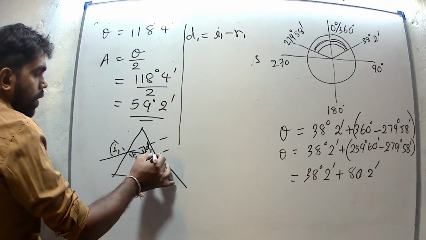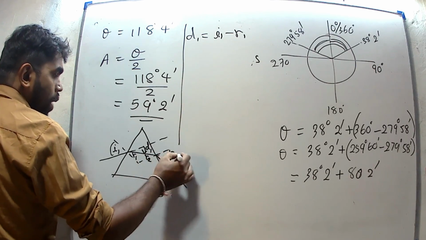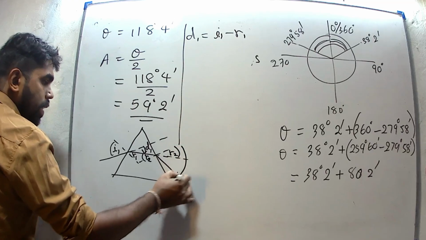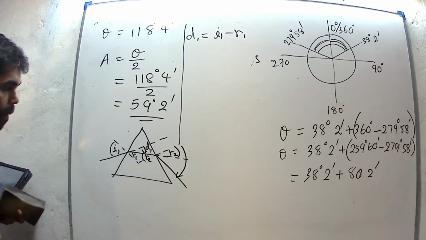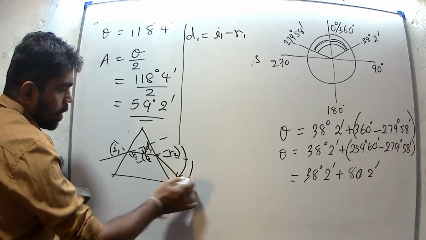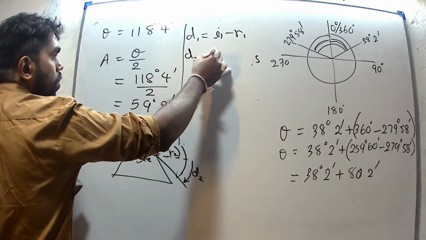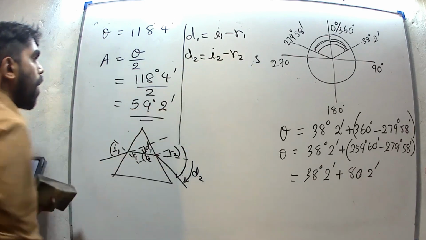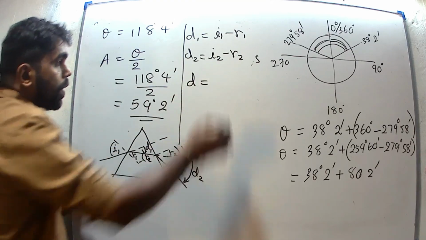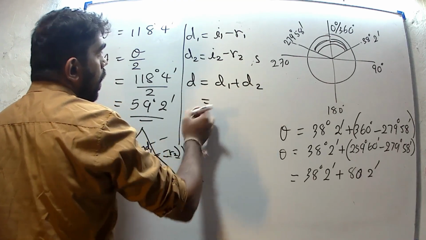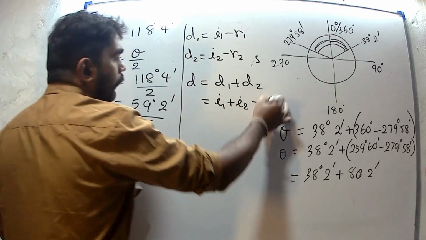By using the same method, we can get this angle R2, then this angle is also R2, vertically opposite. This full angle is I2, then we can get I2 minus R2 as the angle of deviation. The angle of deviation in this part is D2. Then D2 equals I2 minus R2. Now we can get the total deviation D1 plus D2, which is I1 plus I2 minus R1 plus R2.